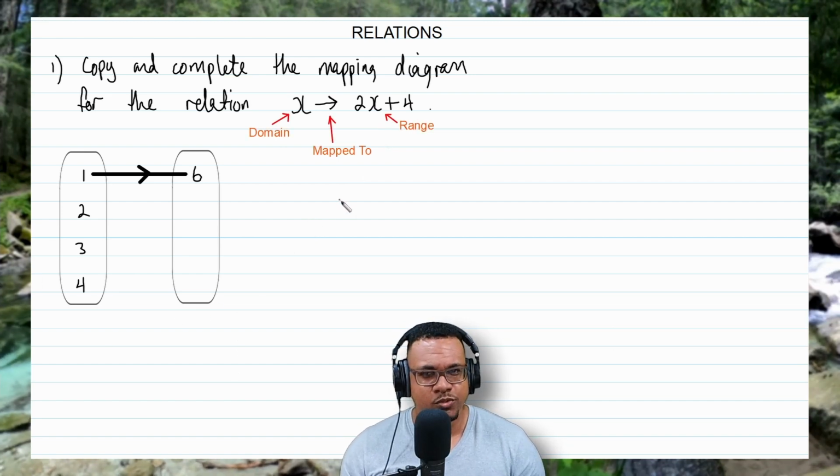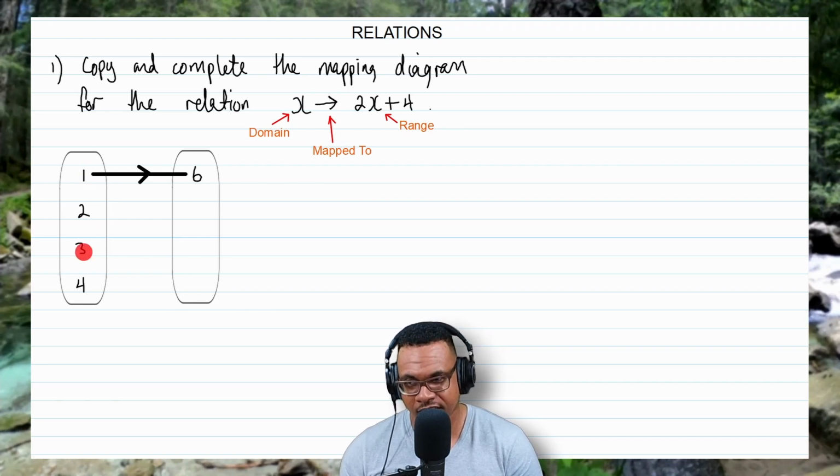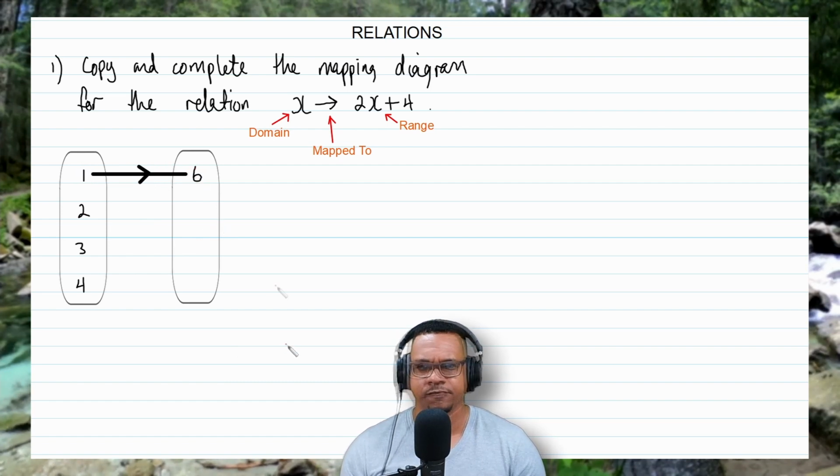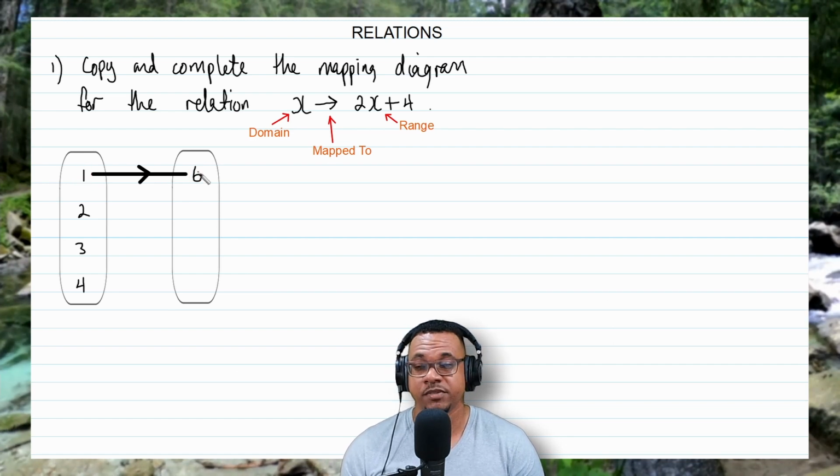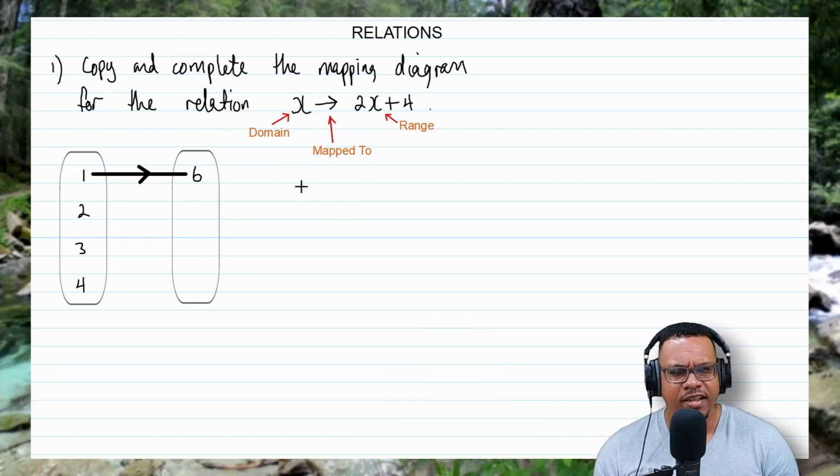Now another point to note is that the arrow always points from domain to range. So even on the mapping diagram, you see this arrow going from 1 to 6. It means here's the domain and here would be the range, because the arrow always points from domain to range. Now what we have here is this first member of the domain, which is 1, is mapped to 6. Now let's see how we obtained that. So I'll have x is mapped to 2x plus 4.